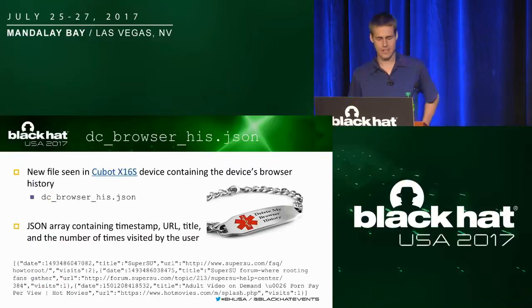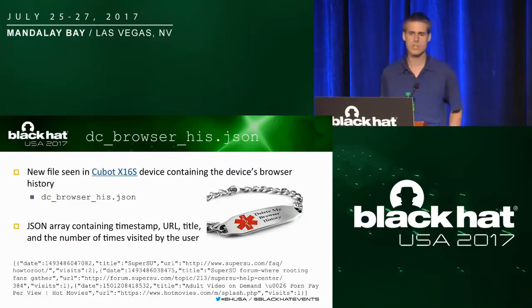So DC browser his.json is a file that will contain your browsing history. We noticed this on a Qbot X16S device in May, so this was after it was public that ADUPS was exfiltrating data. It was happening on this device. They're getting your browser history, call log, and unique device identifiers. At the bottom is a JSON array containing JSON objects, which will contain a timestamp, the actual title of the web page that you visited, the URL, as well as the number of times that you visited the website.